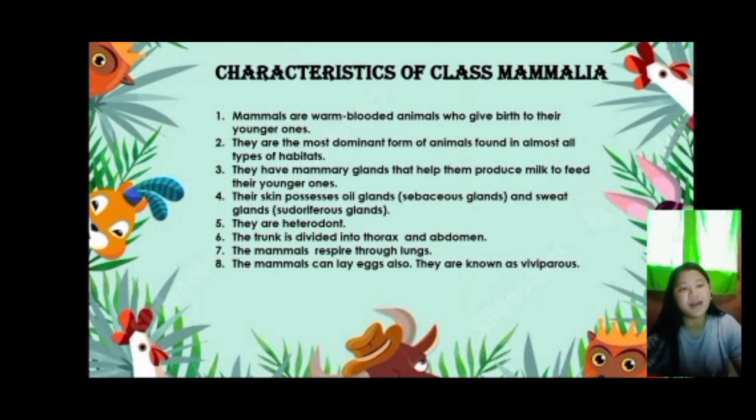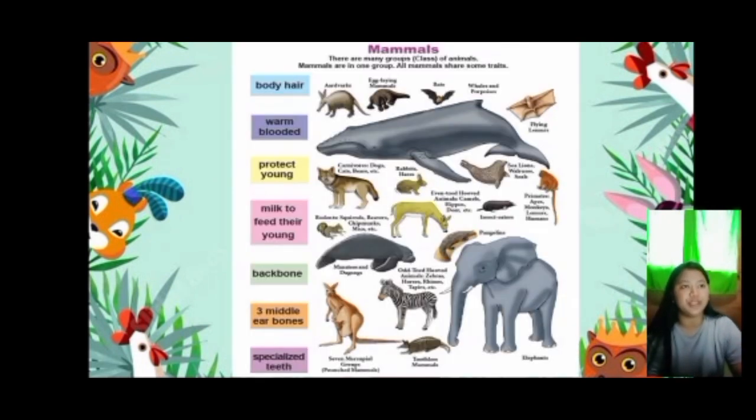The mammals respire through lungs. The mammals can lay egg also. They are known as oviparous. Ang mammals na mo itlog, ang tawag sila kay oviparous. Ang mammals, they are many groups or class of animals. Mammals are in one group. All mammals share same traits.